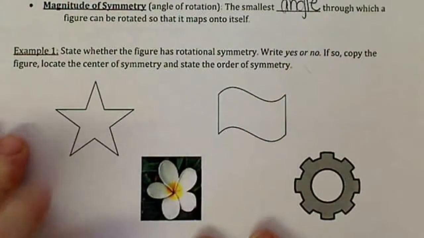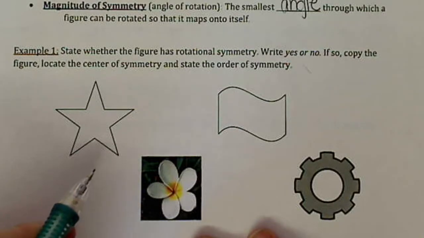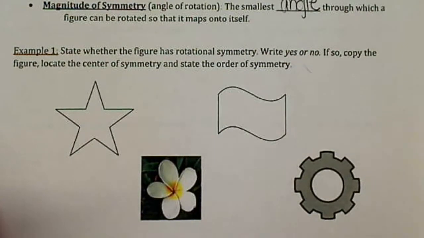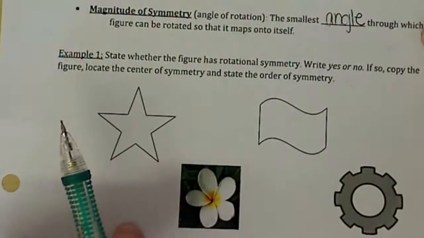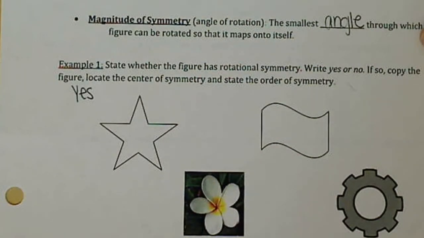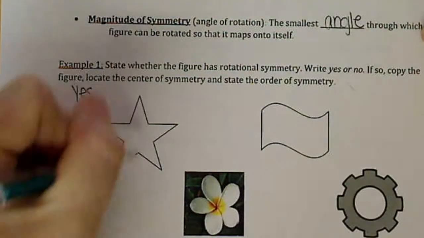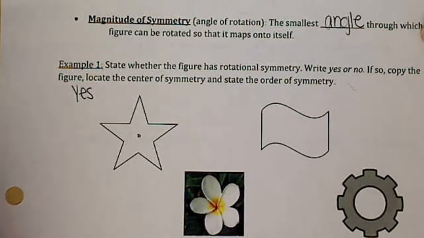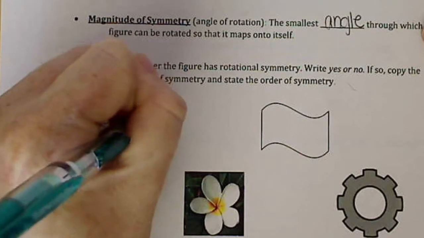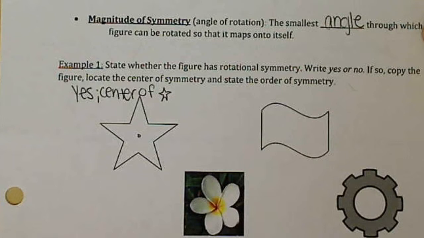Example 1. Let's look at our star friend first. If I rotate my paper, will my star look the same with the point facing up? If I rotate it like this, does it look the same? Yes. So we can confidently say that this star has rotational symmetry. Where do we rotate it? Well, we rotate it about the center. The center of the star is where the center of symmetry is.